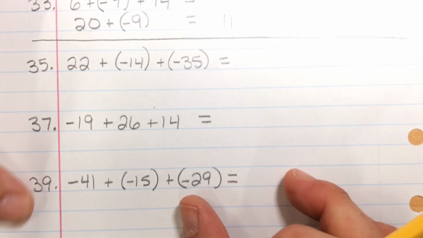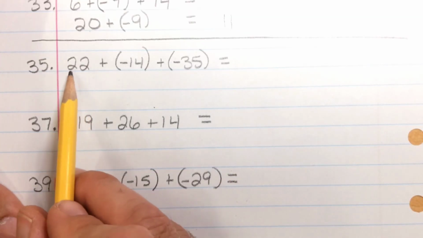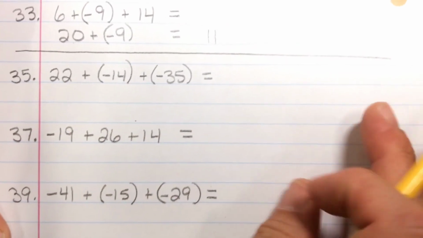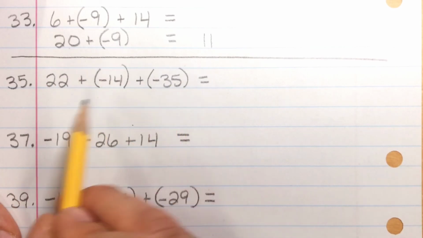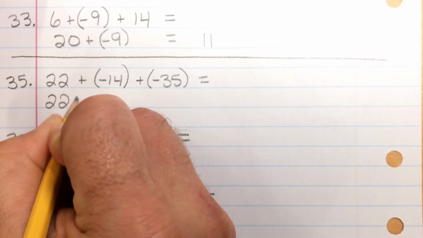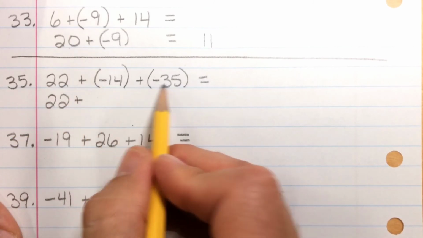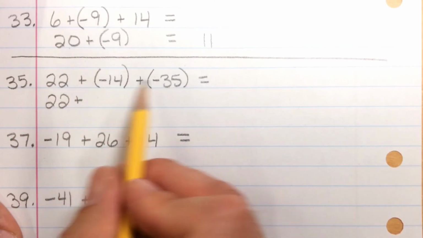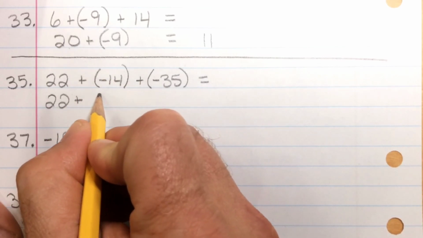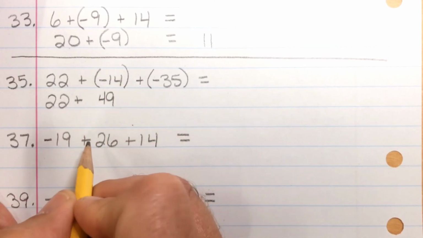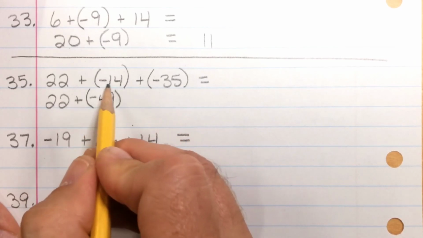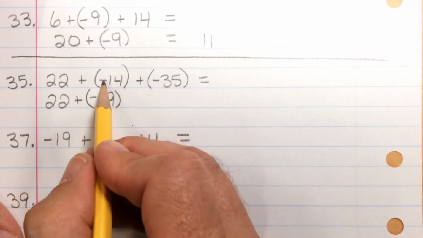All right, finally, the last 3 problems here. And I've got 22 plus -14 plus -35. Since I can add these in any order, I'm going to combine my negatives first. So the 22 just sticks. -14 plus -35. Same sign, so I add and keep. 14 plus 35 will be 49. And don't forget to keep. Keep what? Keep the sign. So same sign here. Add and keep this common sign.